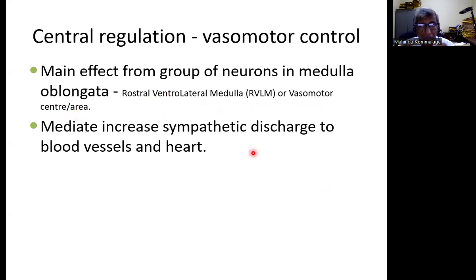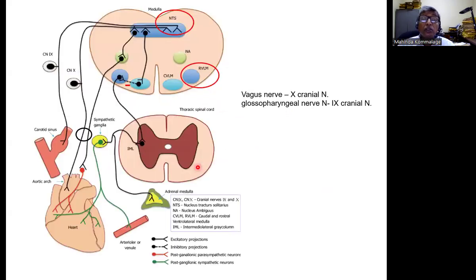So RVLM can send sympathetic impulse to the heart, blood vessels, and to the adrenal gland. From the adrenal gland, it secretes adrenaline. Basically, it will send sympathetic discharge to blood vessels, heart, and adrenal gland. So, slightly complicated diagram, but just concentrate only on RVLM. Both sides we have two. This one is the same, RVLM.